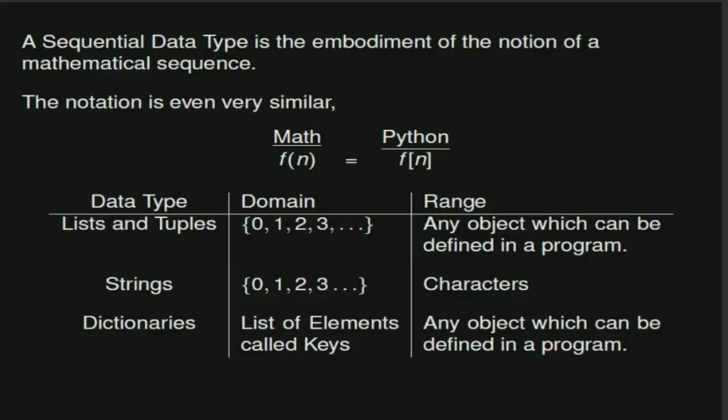Dictionaries are slightly different in that our domain is now just a list. Our domain is any list that we can define, and the elements of that list are really called keys. So the domain value is a list of keys. And again, what can be the range value? Well, the range value can be any object that we wish to define in our program.